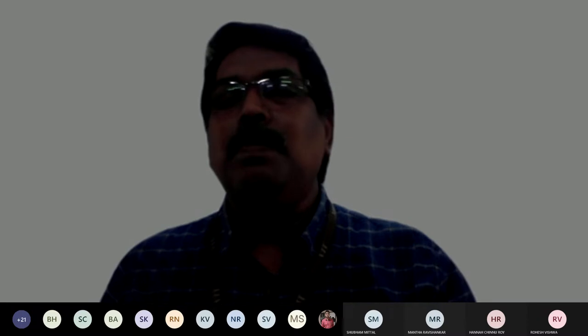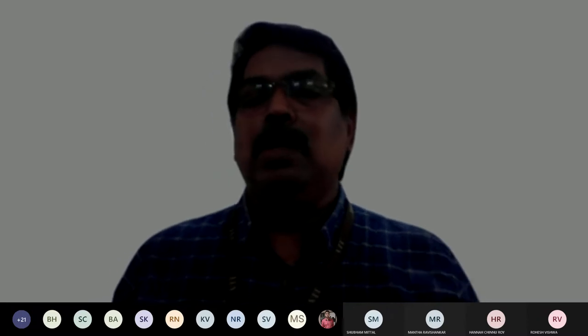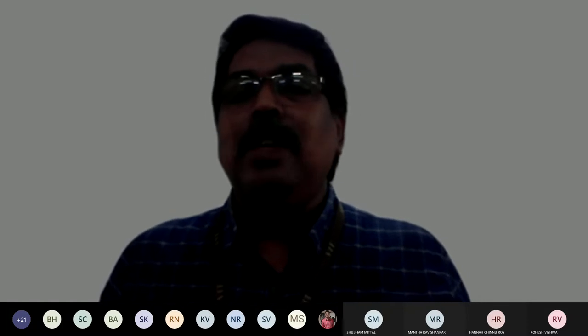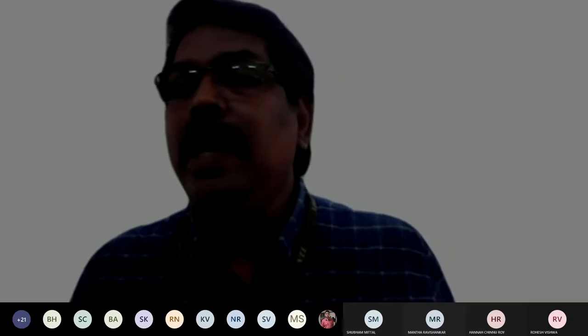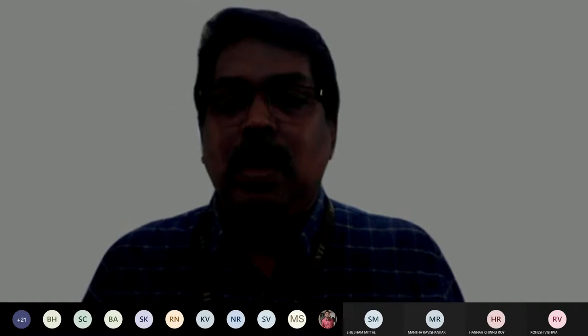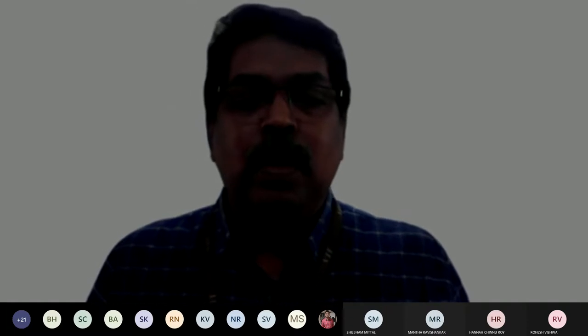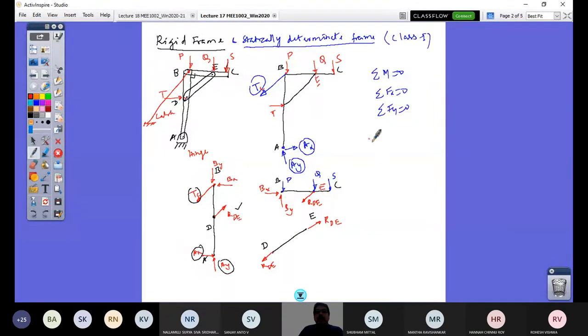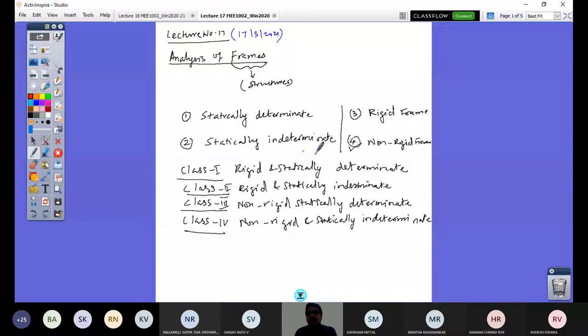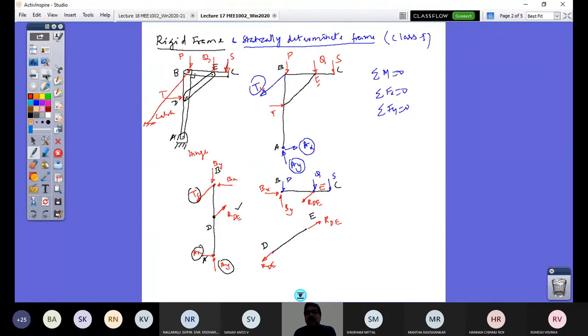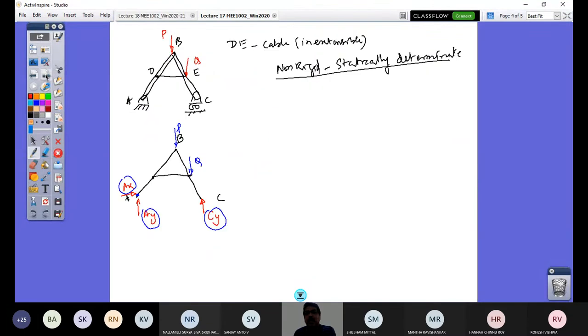And in today's class, I'm going to solve some problems in order to confirm your understanding of the method of members for solving frames problems. Definitely, on trusses and frames, you would have questions in your examinations, right? So let me share my ActInspire board. I hope you are able to see this board, which we saw in the last class, the classification of frames, which we started telling you at the beginning of this lecture. We had these four classes: rigid statically determinate, rigid statically indeterminate, non-rigid statically determinate, non-rigid statically indeterminate frame. And we have also looked at individual cases through these slides, and that is evident to you now, right?